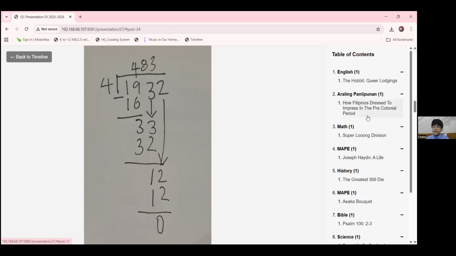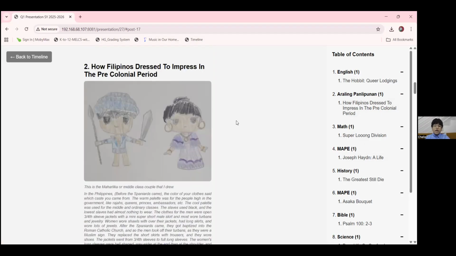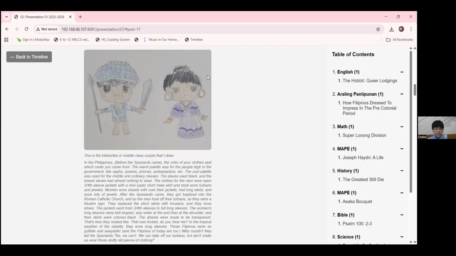Okay, now for Araling Panlipunan. So we studied clothing. So many people say that the traditional outfit is the barong and the blouse, the one with the big sleeves. But this was our ancestors. This was how the Filipinos dressed in the pre-colonial period. Ibig sabihin, how they dressed before the Spanish era.